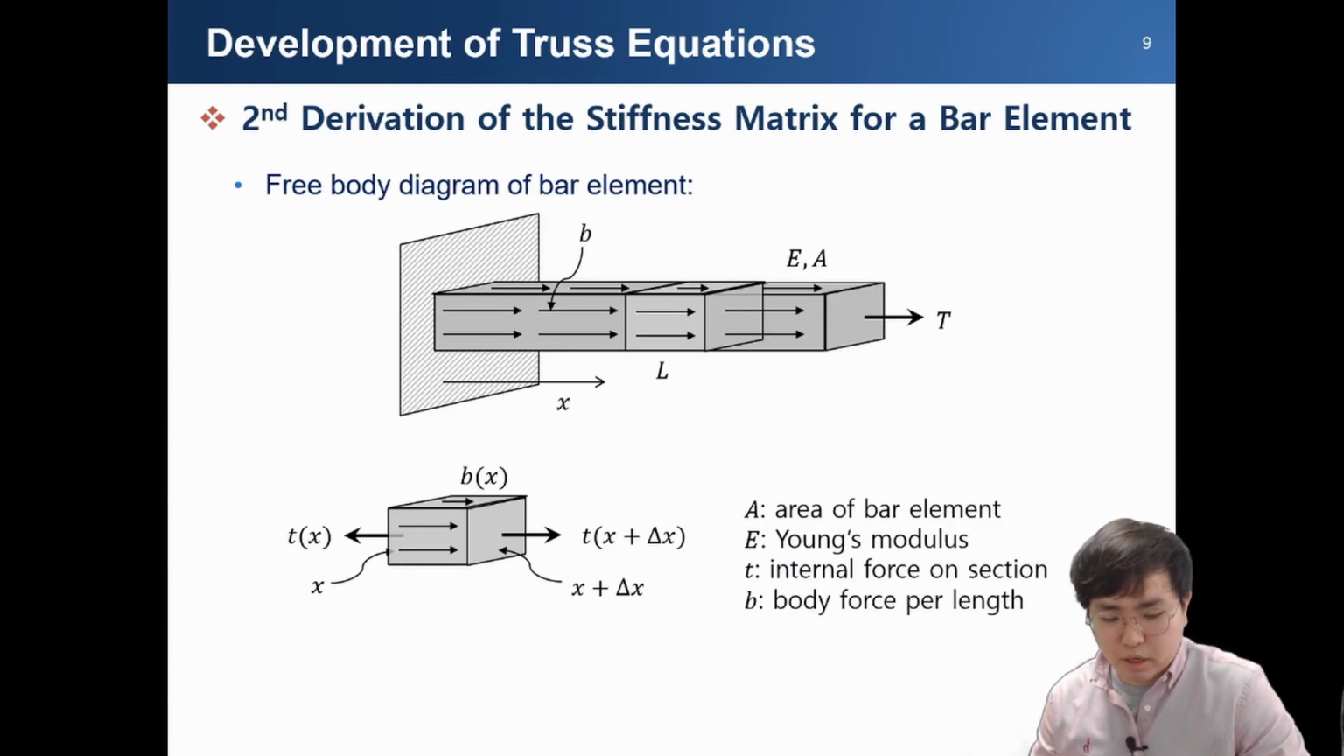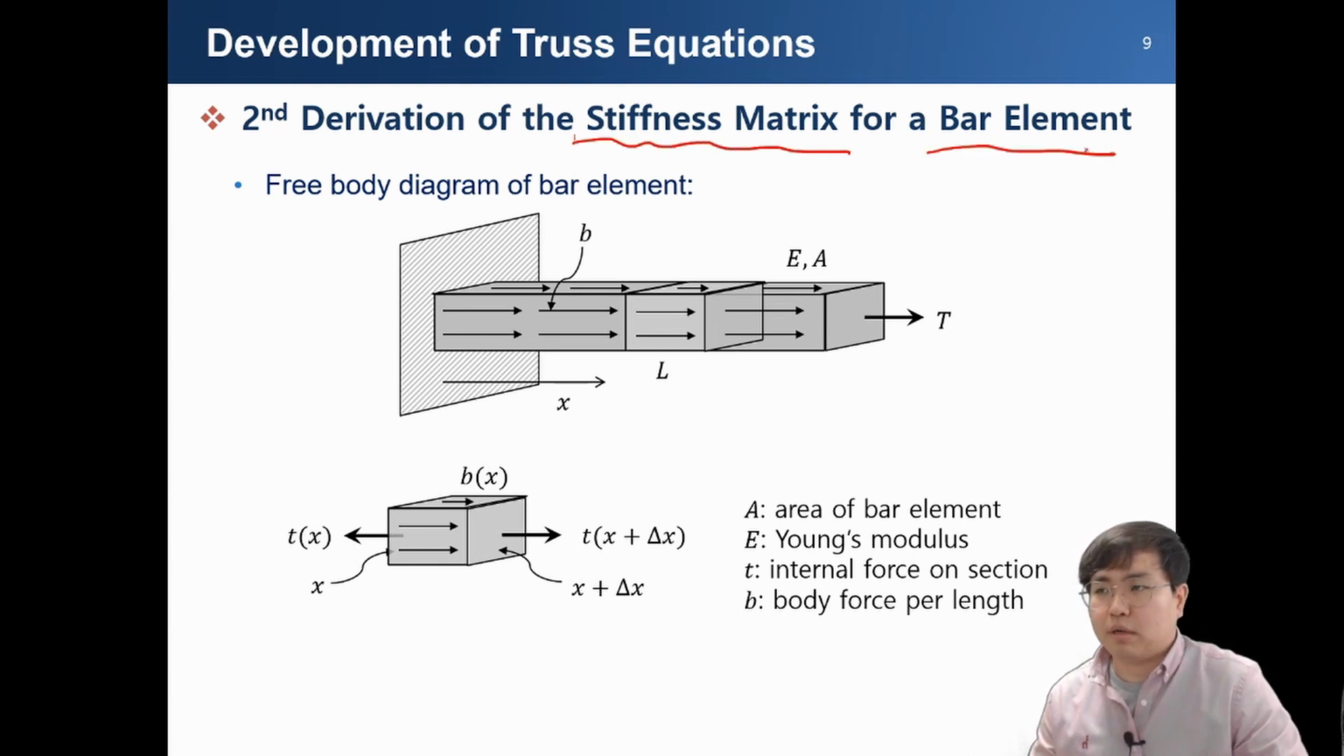So this is very simple. We already know how to assemble the local stiffness matrix into the global stiffness matrix, so I skipped this detail. I will also introduce a second way to derive the stiffness matrix of the bar element, the truss element. So let's begin the solid mechanics lecture.